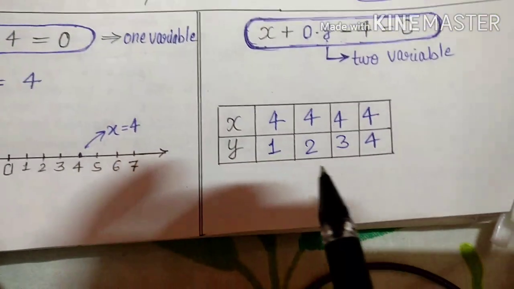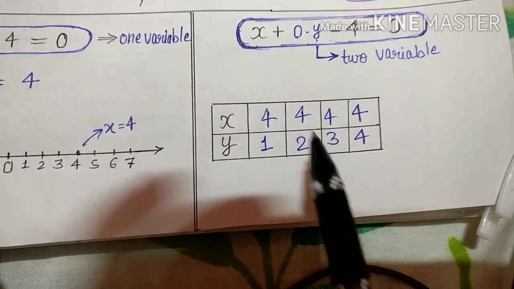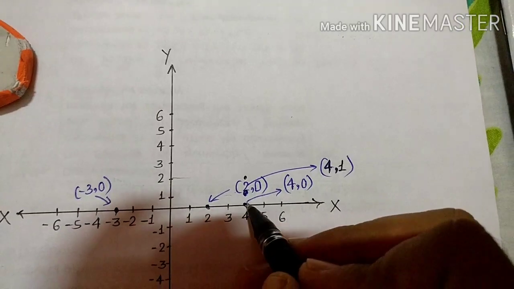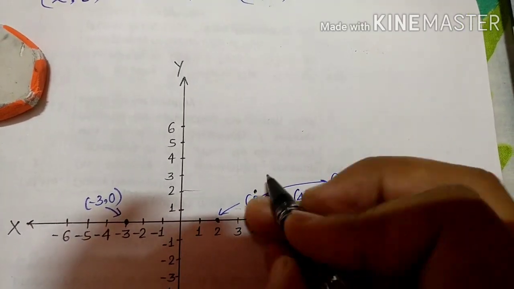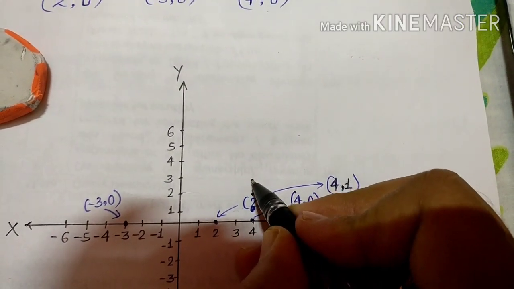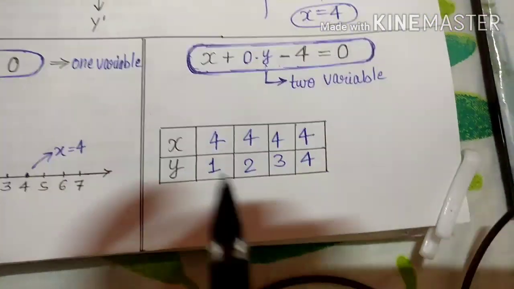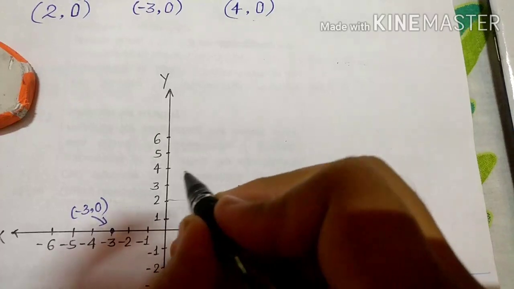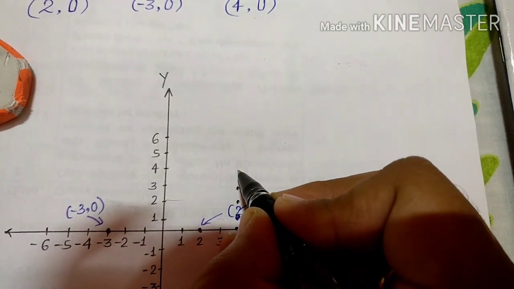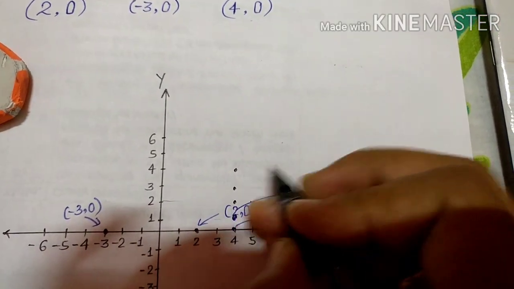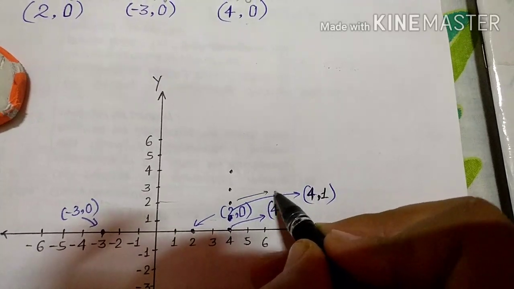Then what is the value of the third solution? 4 comma 3. Again the value of x is what? 4. The value of y becomes 3. So it will come upside only. Then again, what is the value of the solutions of x and y? 4 comma 4. So 4 will remain here, and this 4 will come here just upside of 3, okay.